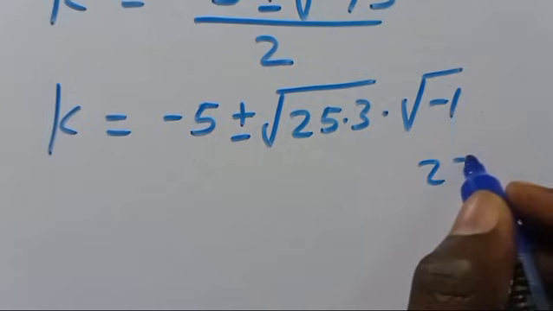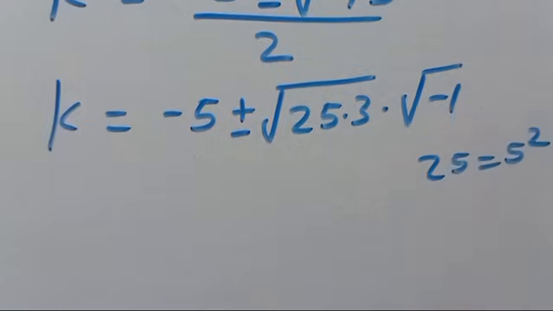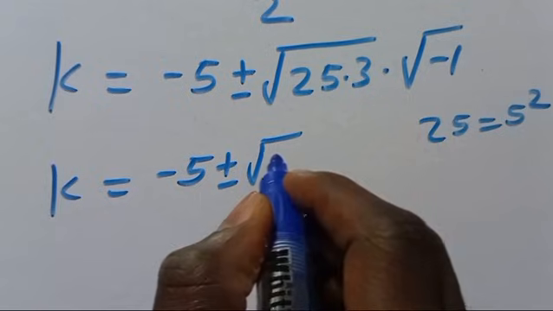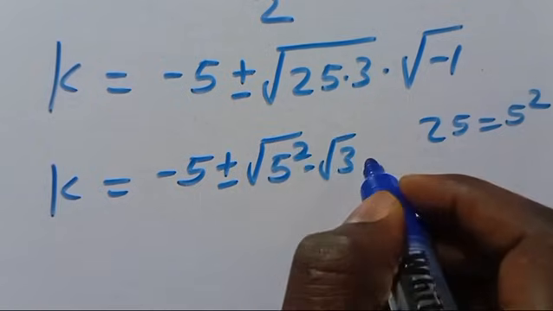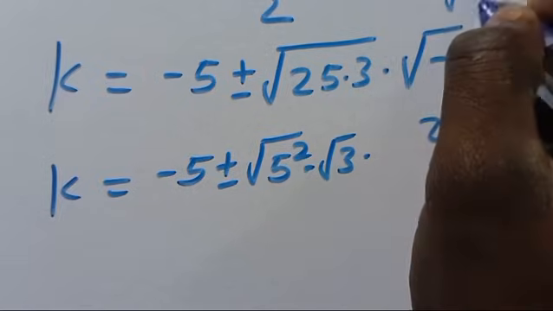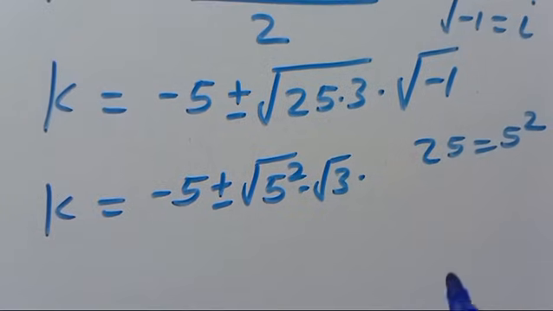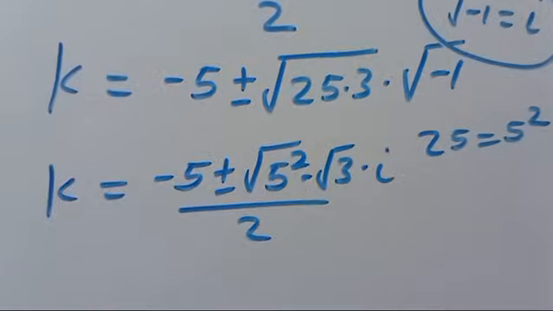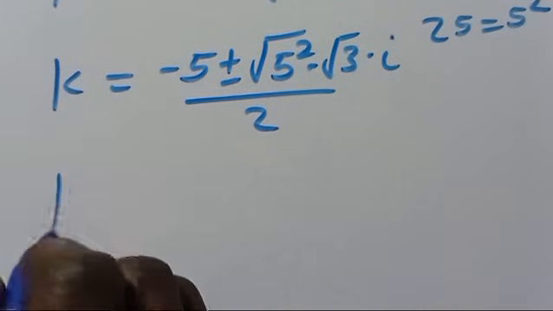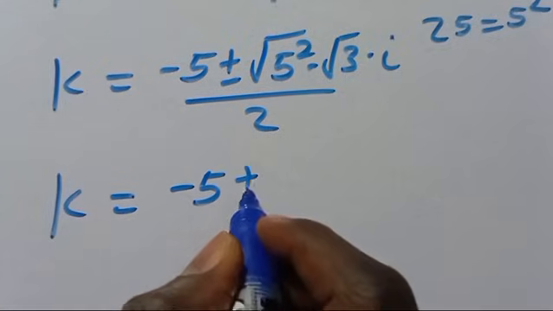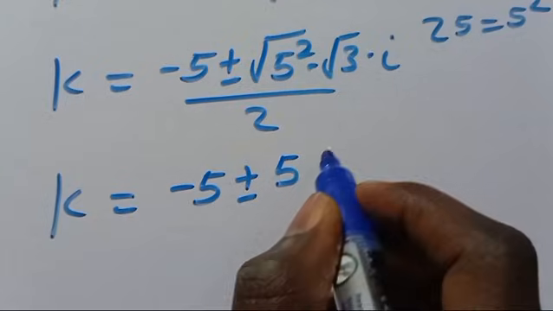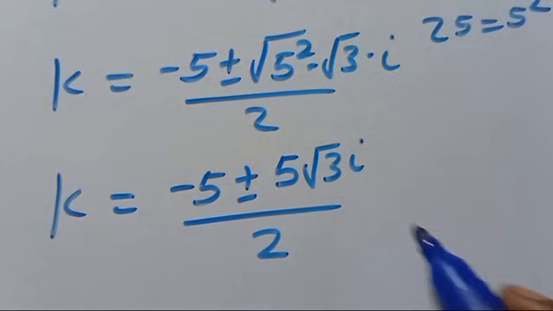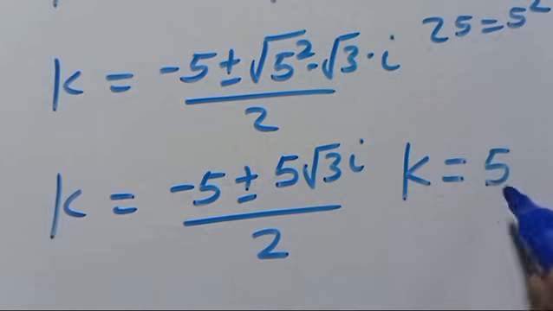Recall that 25 can be written as the perfect square of 5 to the power of 2. So we have k equals minus 5 positive or negative root of 5 squared multiplied by root of 3, root of minus 1 equals i in complex space. So here will be multiplied by i divided by 2. So we have k equals minus 5 positive or negative 5 multiplied by root 3 i, then divided by 2. This is another complex solution, and we also have k equals 5.